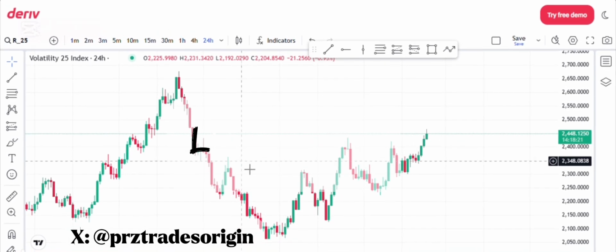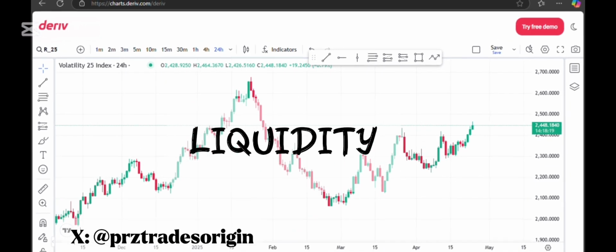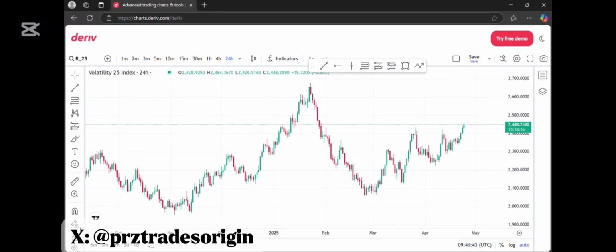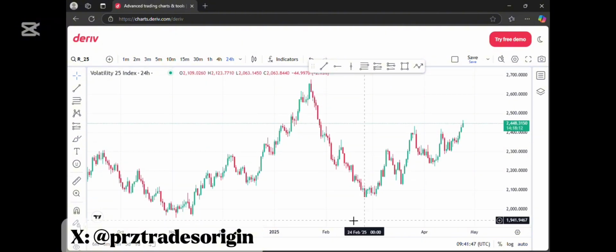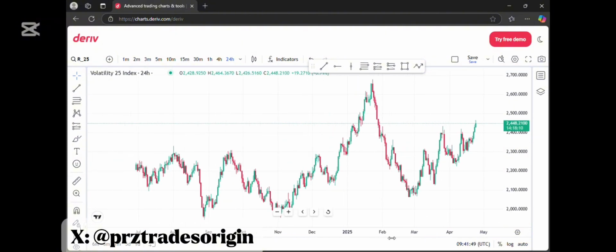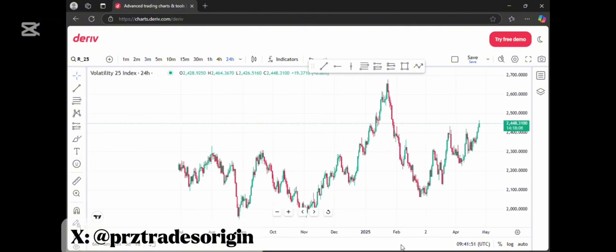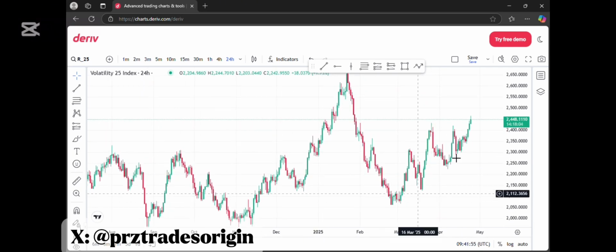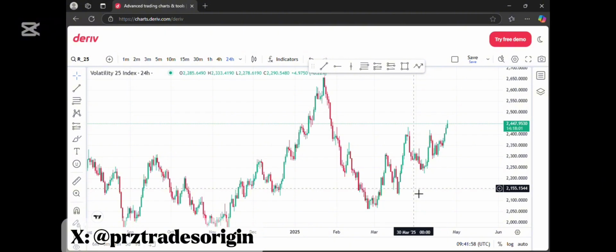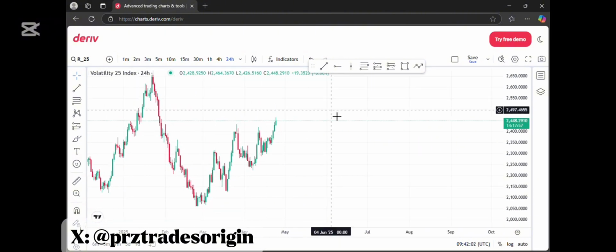Let's talk about liquidity. As we all know, liquidity is of key importance in price. Whether you're a beginner, or looking to increase your win rate or get more exposure in the financial market, you need to understand the concept of liquidity. Liquidity is basically money.